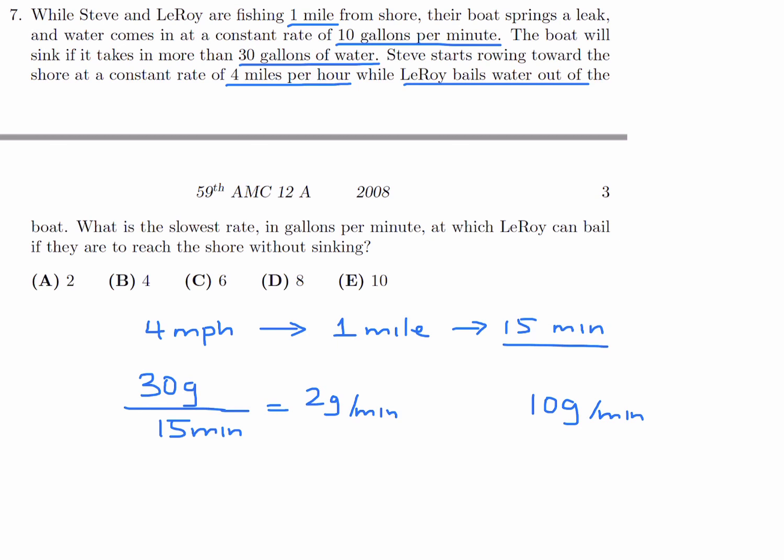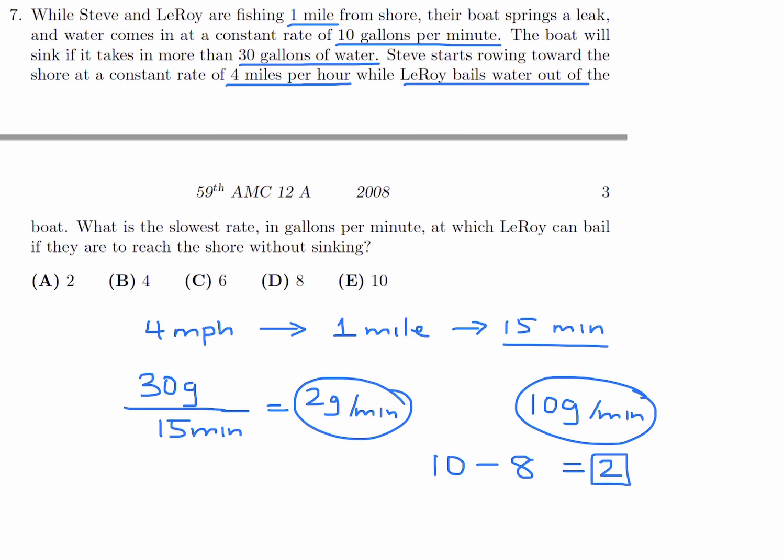So 2 is the maximum. It's coming in at 10, so I've got to take out 8 in order to get 2. I've got to take out Leroy, actually, not me. Leroy has to bail out 8 gallons per minute. And if he does, then the rate will drop down to 2. And in 15 minutes, there'll be 30 gallons. But at that point, in 15 minutes, they will reach the shore and they're safe. So the answer to this question is 8. That is how much Leroy has to bail out per minute in order to not sink, and therefore number 7, the answer is D.